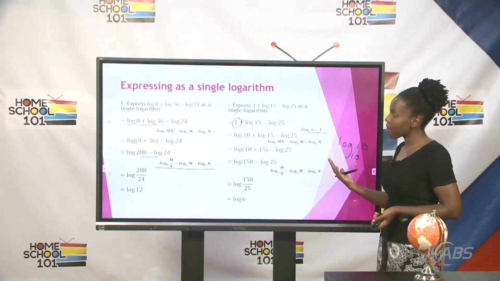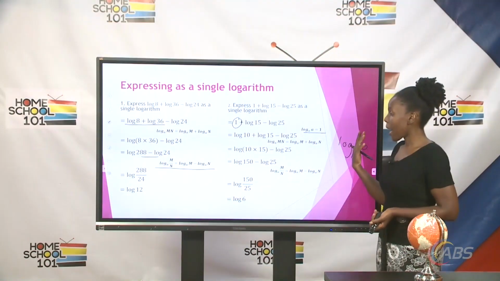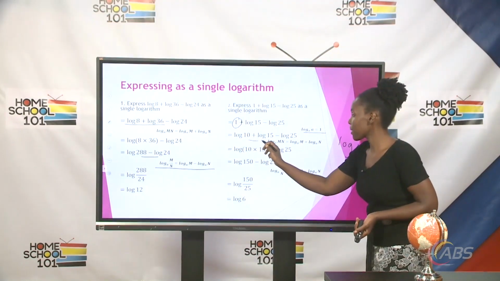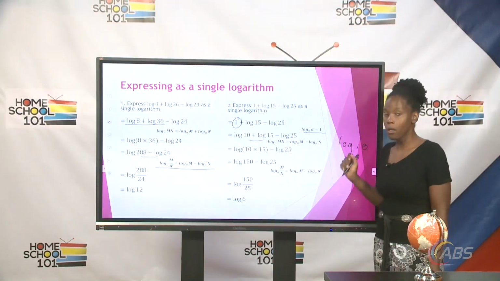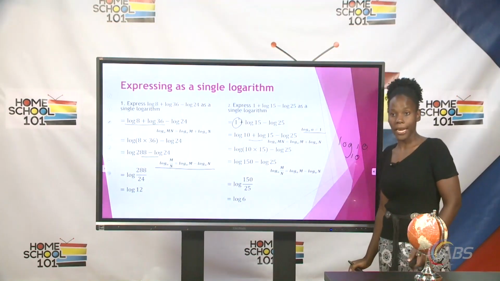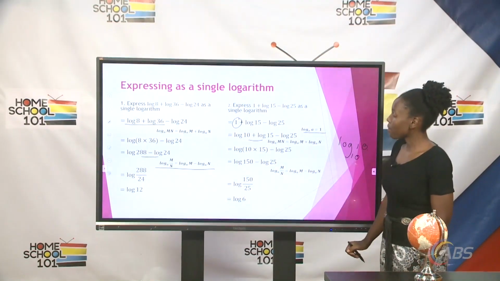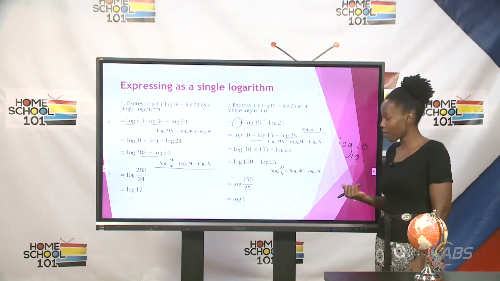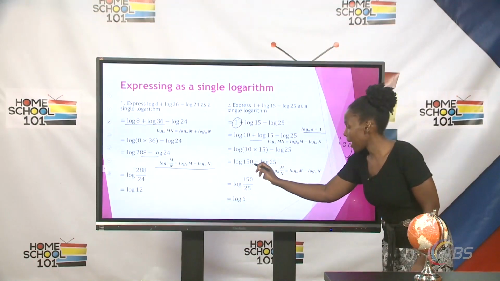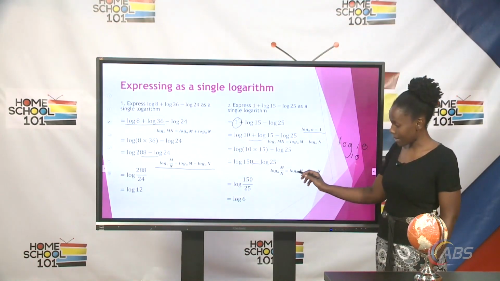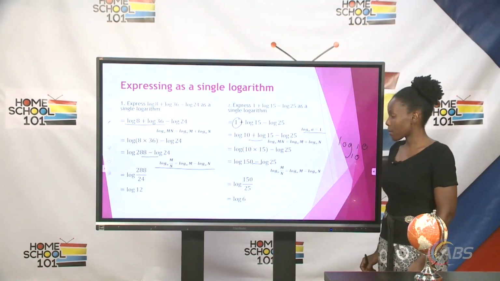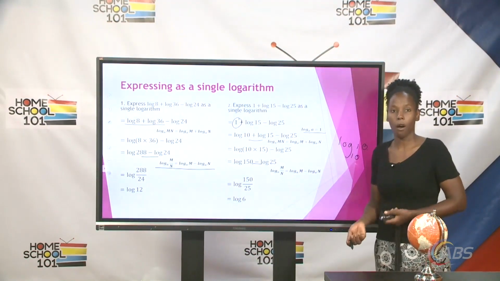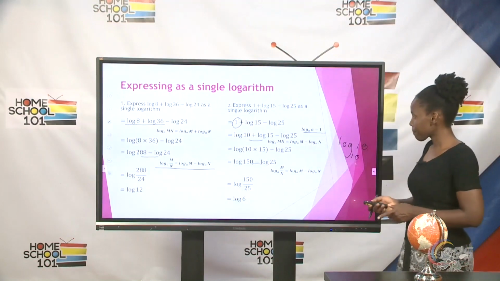So now that I have them all in terms of logarithm, I can go ahead and apply the various laws. So again, once I see a plus sign, I write it as a product. So it becomes a logarithm of 10 times 15 minus the logarithm of 25. So 10 times 15 would give me 150. Again, once I have the minus sign, I simply write it as a fraction. So it becomes the logarithm of 150 divided by 25, which gives me the logarithm of 6.